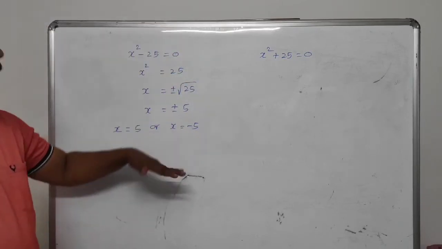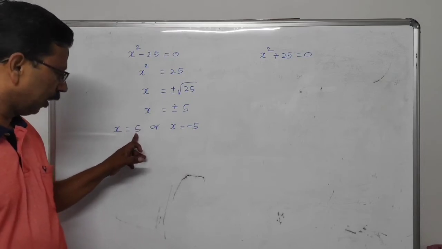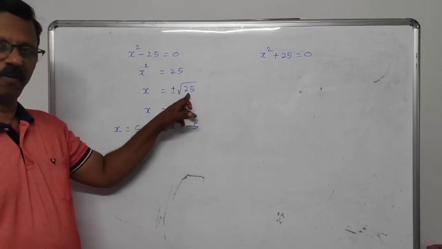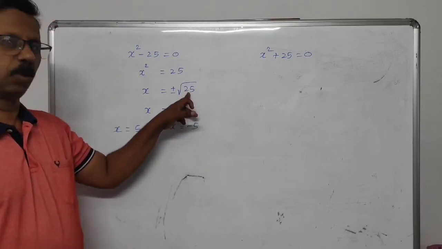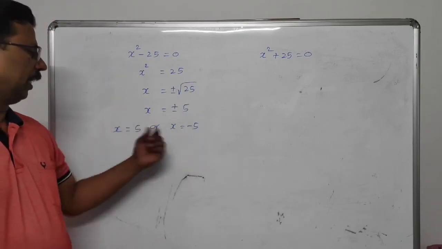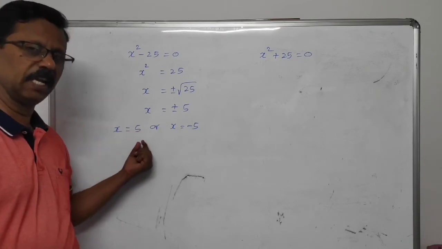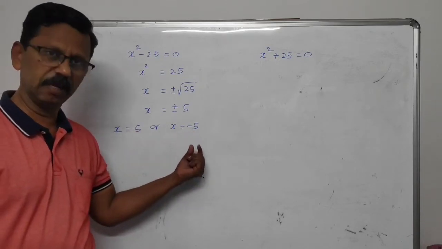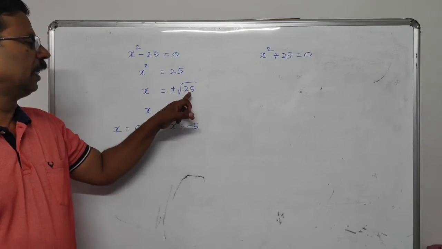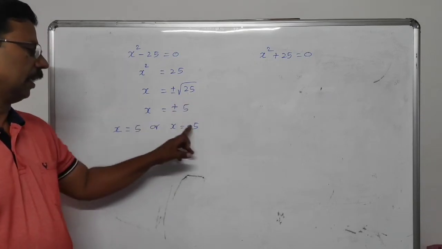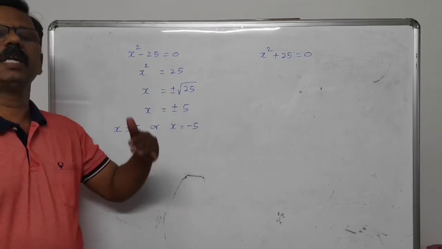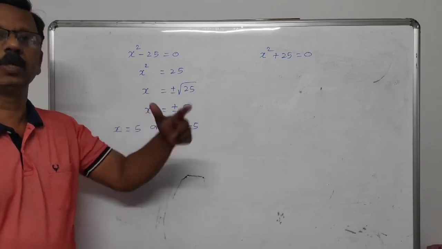How we are finding the solution: if you square this 5, you will get 25. Similarly, if you square this minus 5, you will get plus 25. Therefore, while squaring either a positive real number or a negative real number, definitely you will get a positive number. Therefore, if you square any real number, its square will be a positive real number.